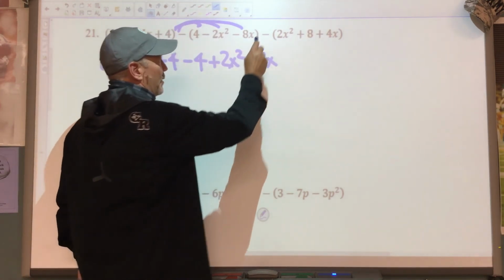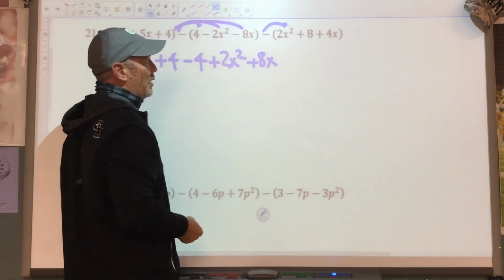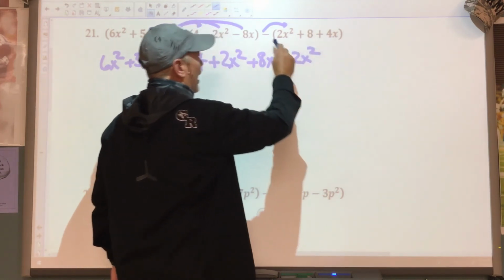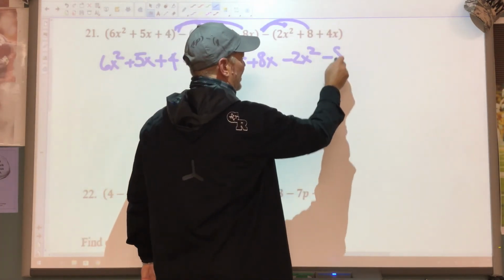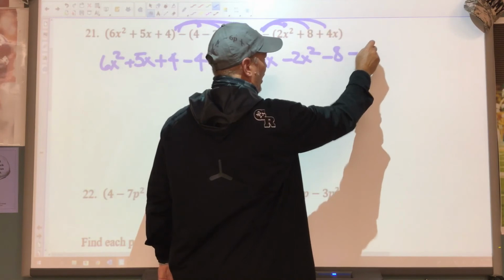Same thing here. We got to distribute the negative. A negative times 2x squared is a negative 2x squared. A negative times 8 is a negative 8. A negative times 4x is negative 4x.